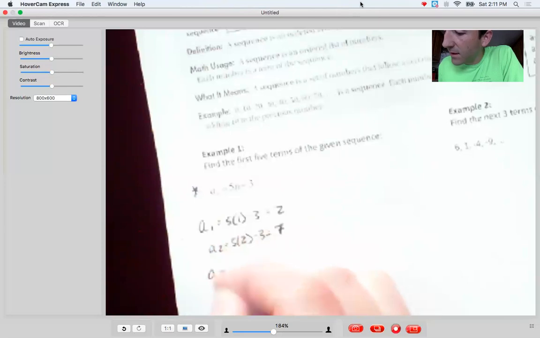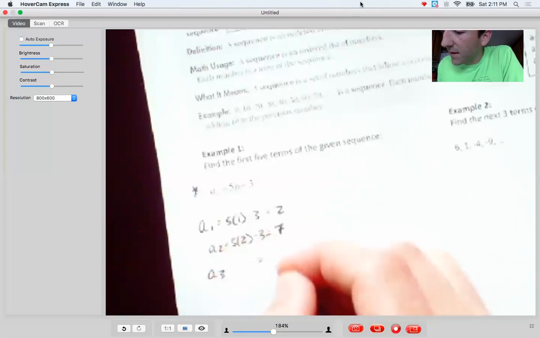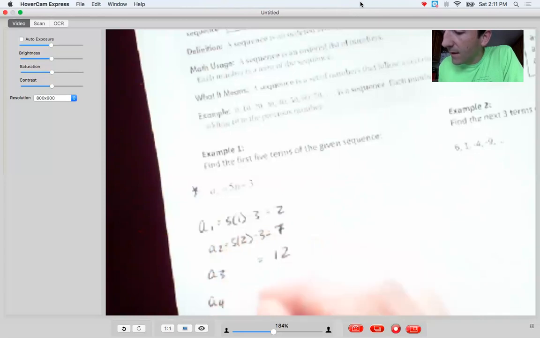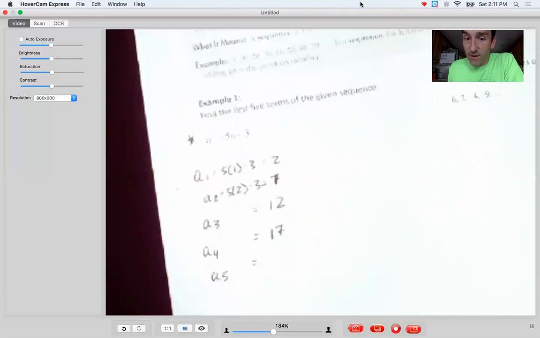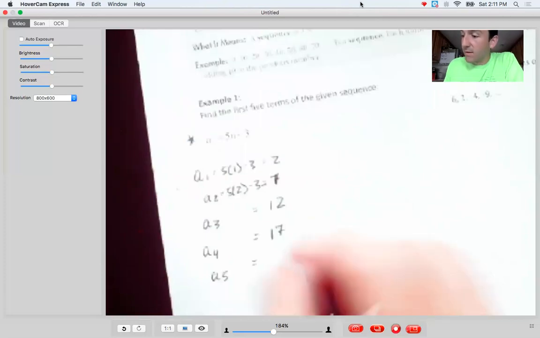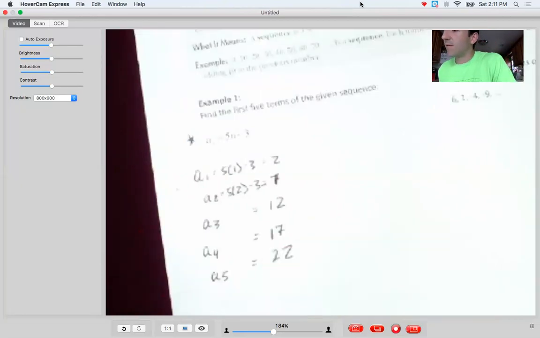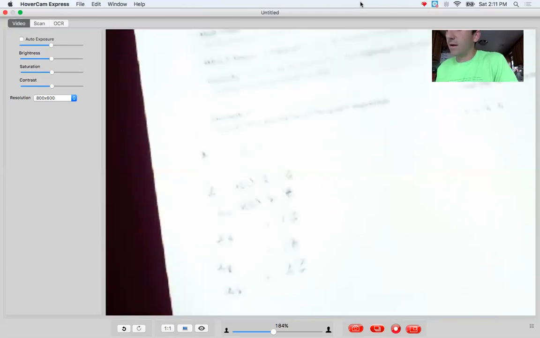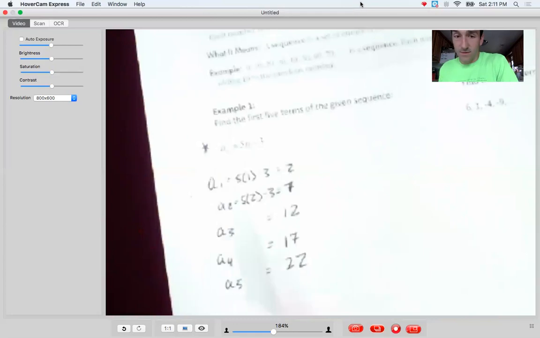And then from there, you're just counting by 5s, because that's my slope. A sub 3 equals 7 plus 5 is 12. A sub 4 equals 12 plus 5 is 17. And A sub 5 equals 17 plus 5 is 22. So that kind of gives you a preview of what we're doing today. Also the notation. So remember, these are subscripts, and that number just indicates the number term of the sequence.